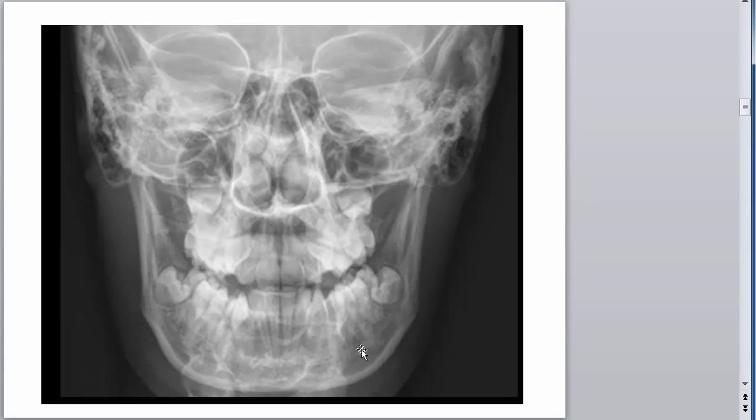And so this would be the body. This angle, I could pick a pin right there. That's the angle of the mandible. The angle of the mandible there. So up here, this would be the ramus of the mandible.